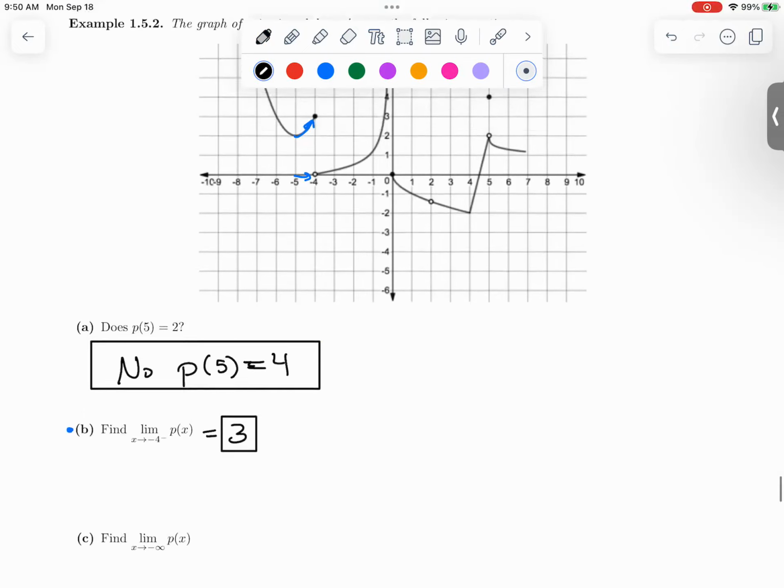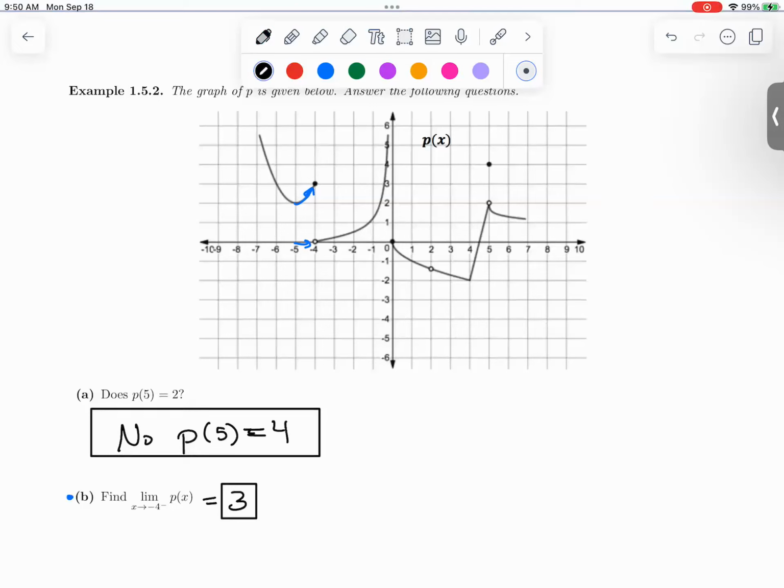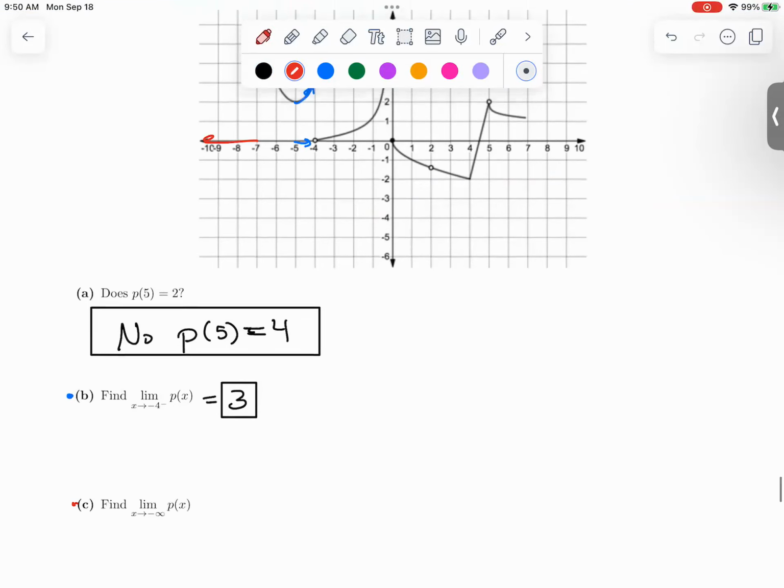The limit as x approaches -infinity is going to be positive infinity. As x goes further and further and further to the left, we see that our function just keeps going up and up and up. So our y values just keep growing indefinitely.